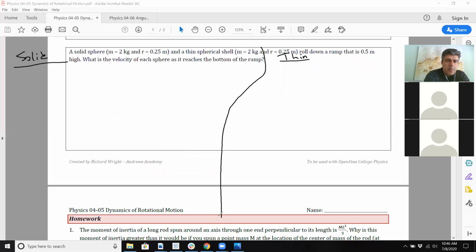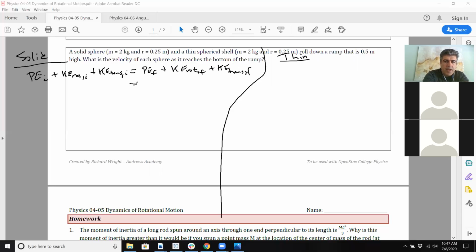So PI plus KE rot I plus KE trans I is equal to PF plus KE rot F plus KE trans F.